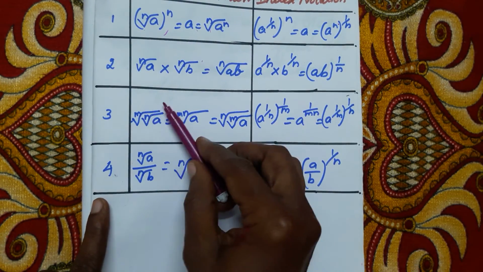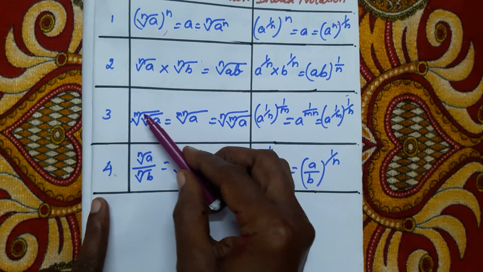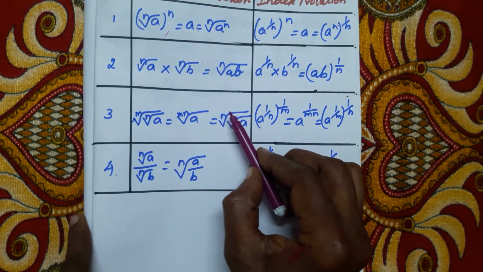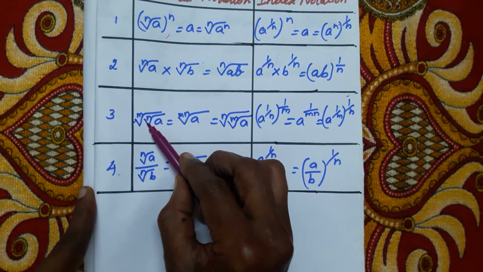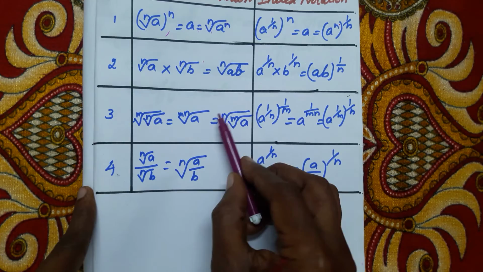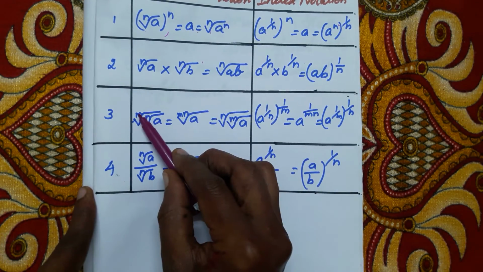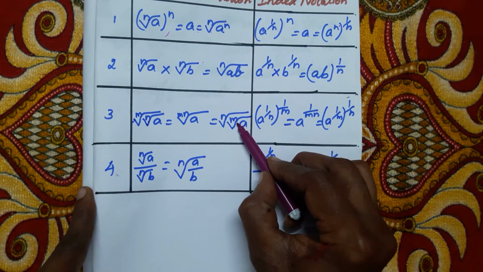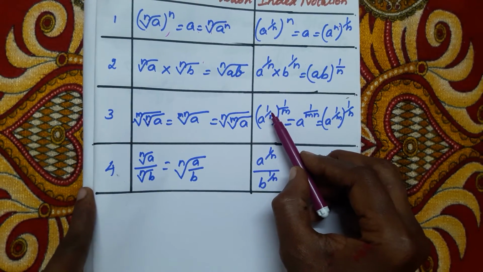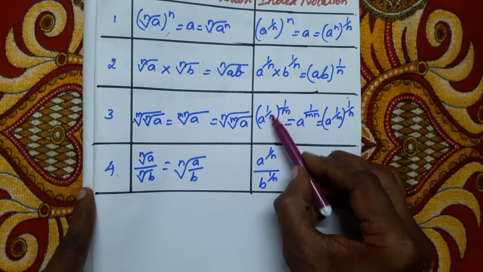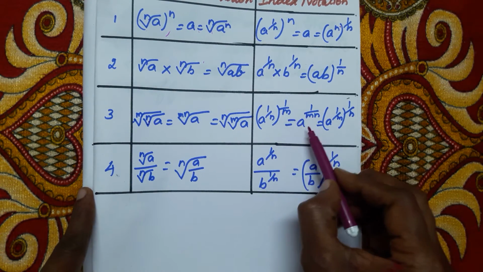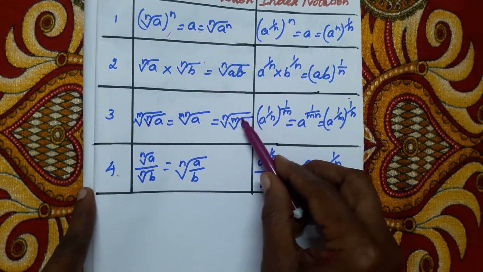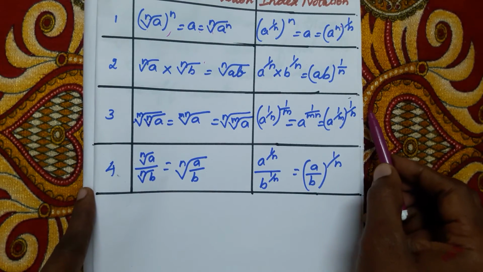Next, m-th root of nth root of a is equal to mnth root of a. This order we can change also. In index notation, a power 1 by n, the whole power 1 by m, is equal to a power 1 by mn, which is equal to a power 1 by m, the whole power 1 by n.